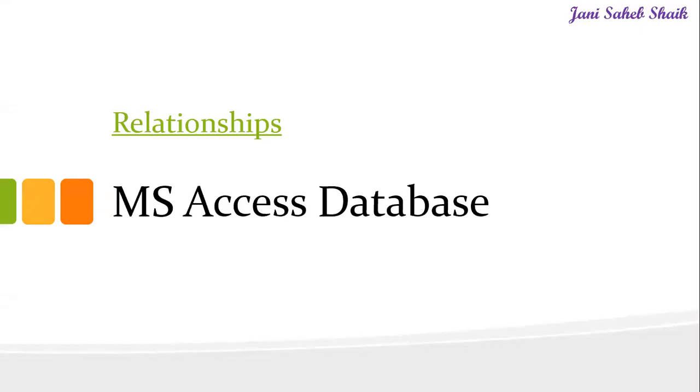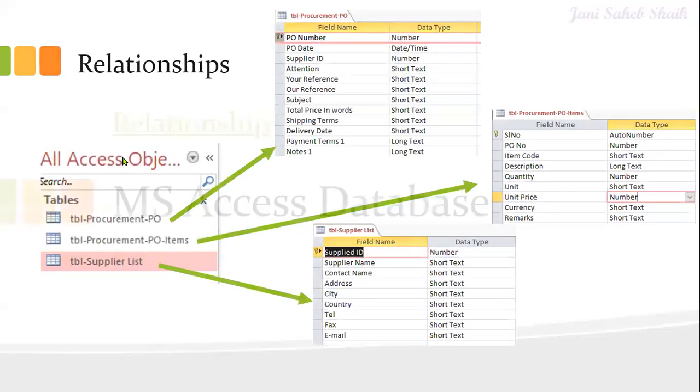This session we'll see how to use relationships while creating a database. Suppose we have a database for procurement. We'll take three tables here: suppliers list table and procurement related PO items table, and then PO header table. So let us say the supplier list table contains the fields listed here. Say supplier has ID, supplier name, contact name, address, and then other email, telephone details.